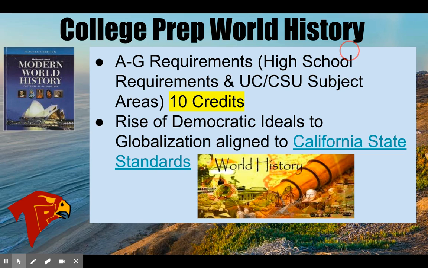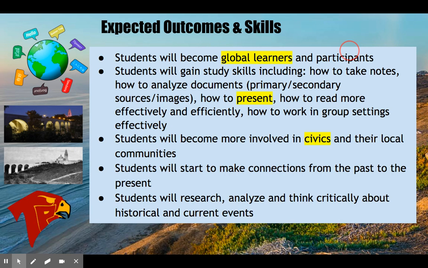College prep, the book that we use is Modern World History on the left-hand side. We start off with Rise of Democratic Ideals and go all the way up to globalization, and they are aligned to California state standards. Expected outcomes and skills regarding this particular class: we want our kids to be global learners. A lot of our Tory students graduate and really go out and do some pretty amazing things internationally and here in the United States.